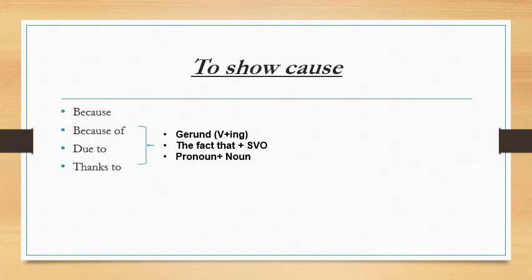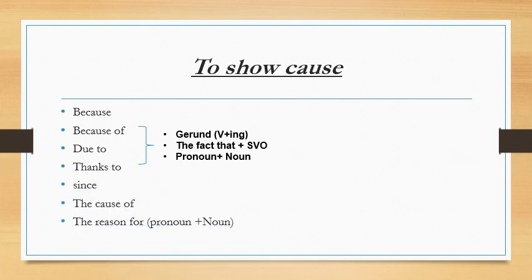Or we just use the expression the fact that, okay? In Arabic we call it حقيقة أن. غير من بعد the fact that the structure of the sentence doesn't change كتكون هي subject, verb, object. Or we go the hard way, which is pronoun plus noun, okay? This is a little bit difficult compared to gerund and compared to the fact that. So because of and due to كنقصدو بهم بسبب. Thanks to هي بفضل. The French version هي grâce à.